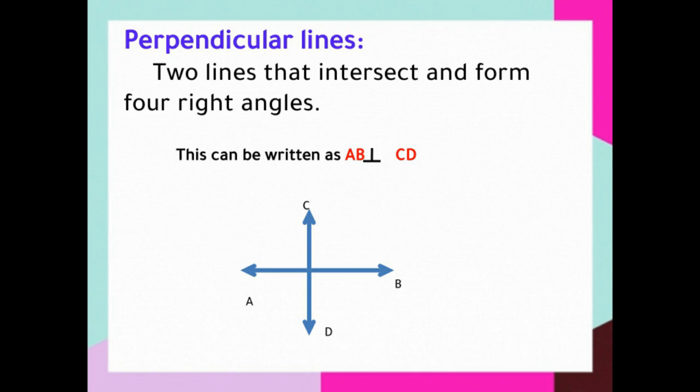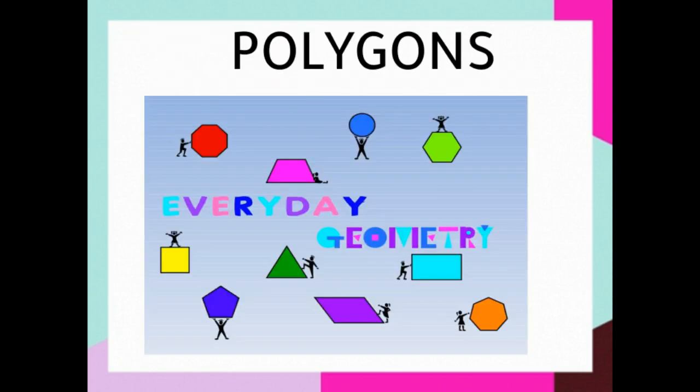Next, perpendicular lines. Two lines that intersect and form four right angles. This is an intersecting line, and one more important thing is it forms four right angles. That is the important thing in perpendicular lines. Look at the figure. Two lines, line AB and line CD, both are intersecting and forming four right angles. This can be written as AB, perpendicular symbol, one horizontal line and one vertical line, then CD. This is the denotation of perpendicular.